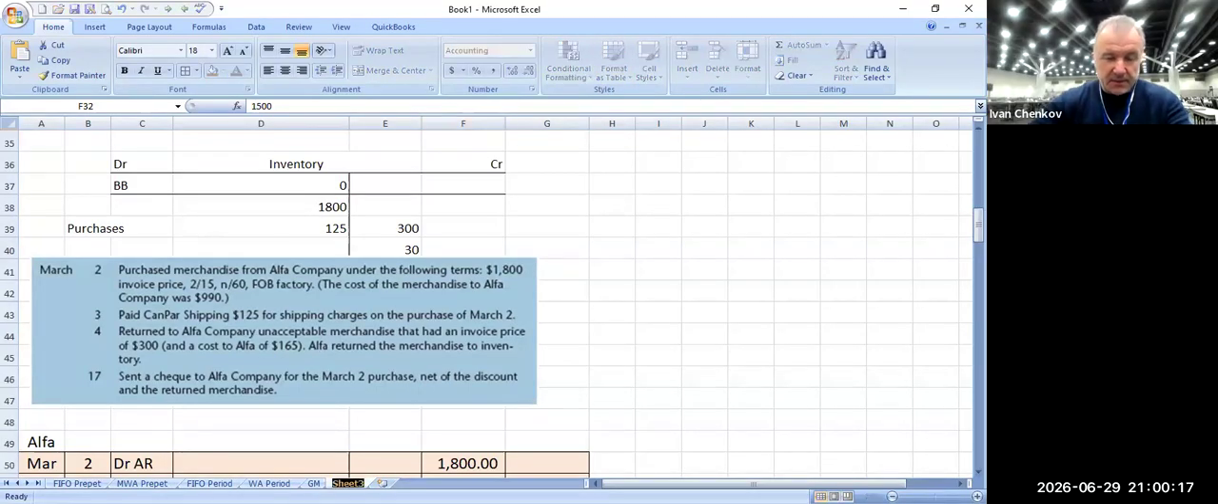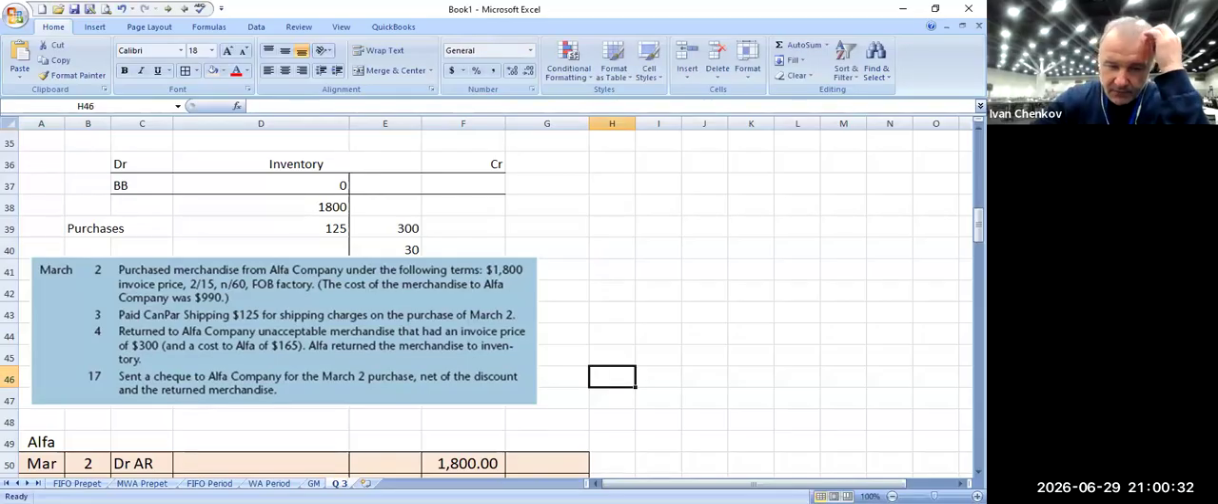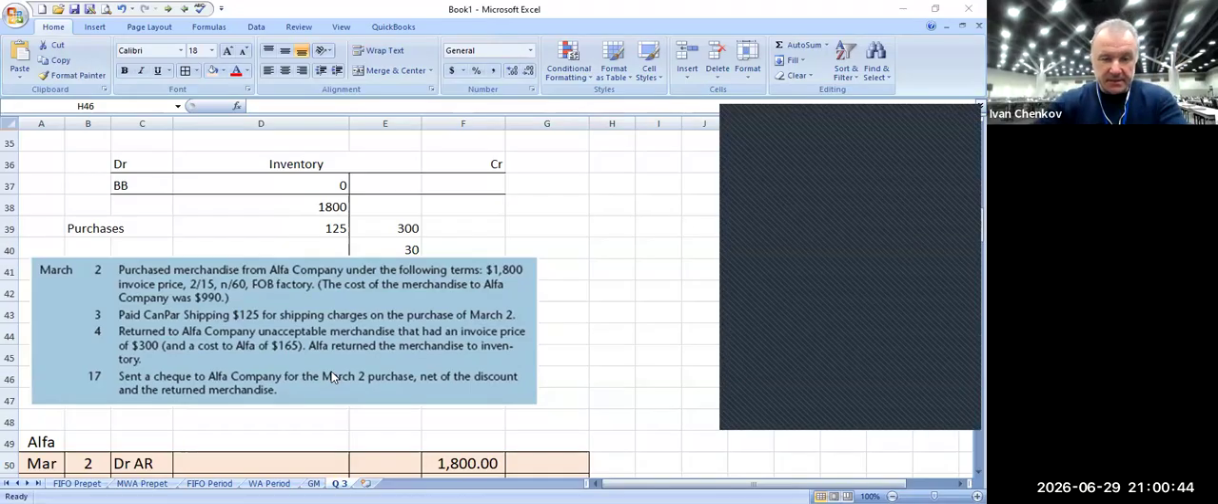Now, the other question that I want you to do, I believe it was Question 3, let me see which question it is. Question 3 here. The other question that I want you to do is closing entries. But now I want you to do the closing entries for the periodic system. Sorry, not perpetual, periodic system.